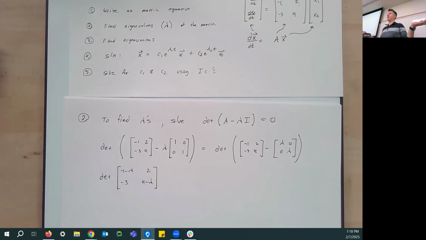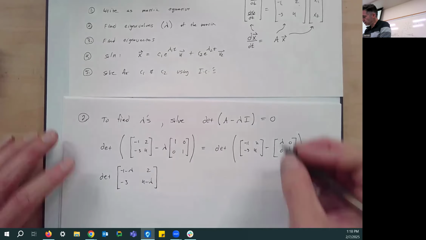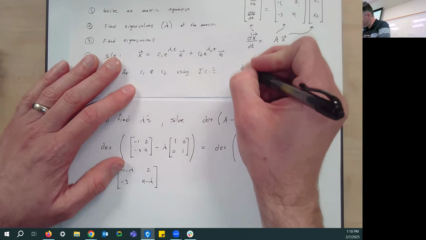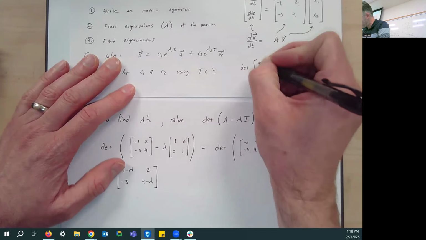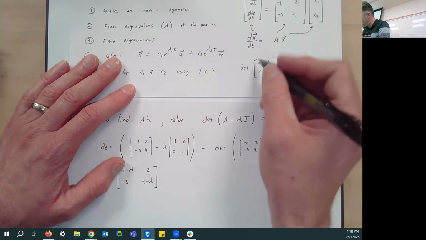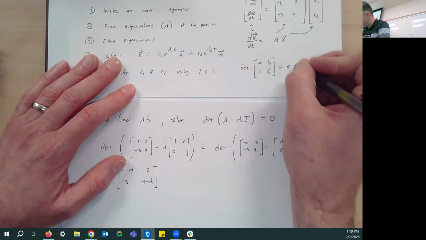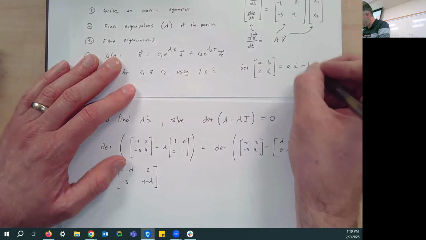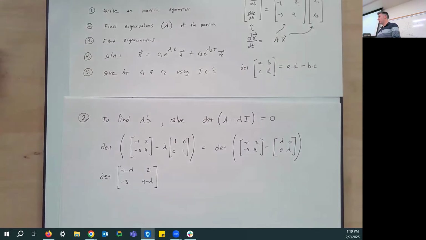Who remembers how to take the determinant of a matrix? Of a 2x2 matrix, I should say. It's not too terrible. I'll remind you over here, though. So that's what I'm going to give here. The determinant of a 2x2 matrix A, B, C, D is the product of A and D, or as I would say, the product of the diagonals minus the product of the off diagonals.